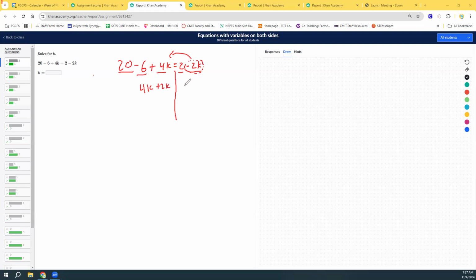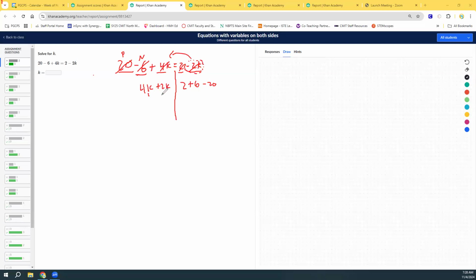This negative 2K is gonna go on the left side, but it's gonna be positive 2K. Over here, we're gonna have our number terms. So we got 2. We have a negative 6 right here, so over here it's gonna be a positive 6. We have a positive 20, so over here we're gonna put a negative 20. Now I have considered all my terms, I think. So now I have my rearranged equation.